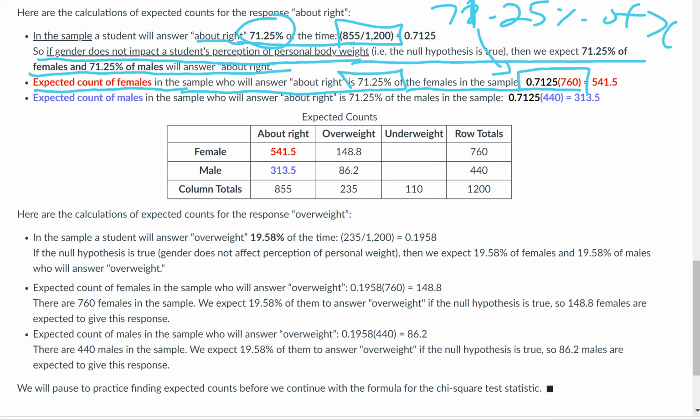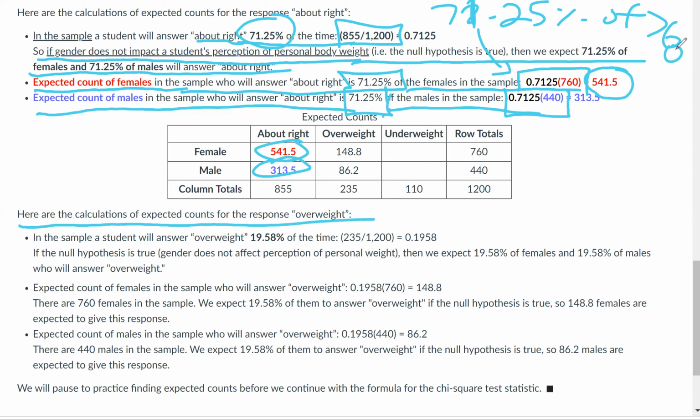So 71.25% of the number of females, that's what we're calculating here. We just multiply the decimal form of that percent by the number of females. So 71.25% in decimal form is 0.7125. Multiply that by the number of females, and you should get the expected number of females who would say about right. The expected count of males: we're expecting the same percentage of males to say about right, if gender has nothing to do with body image. That percentage in decimal form multiplied by the number of males, 440, is 313.5. So this is what we should see if that percentage, 71.25, is true for males and females, or something close to that.